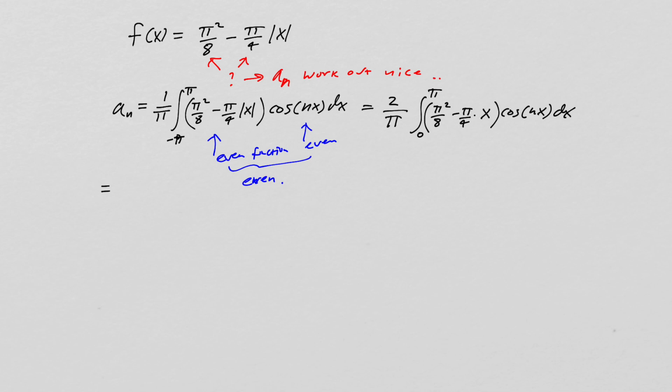We're going to continue on and calculate this. So we have that 2 over pi out front. And now I'm going to have to distribute in to get two different integrals here. From 0 to pi, we're going to integrate pi squared over 8 times cosine of nx dx.